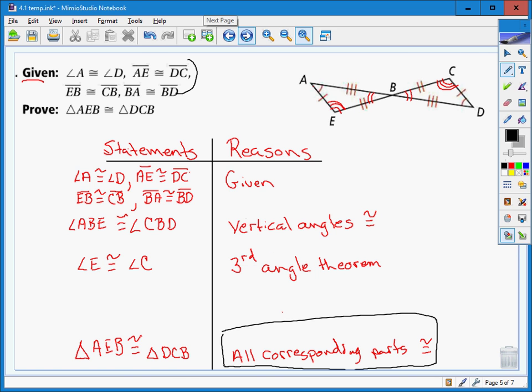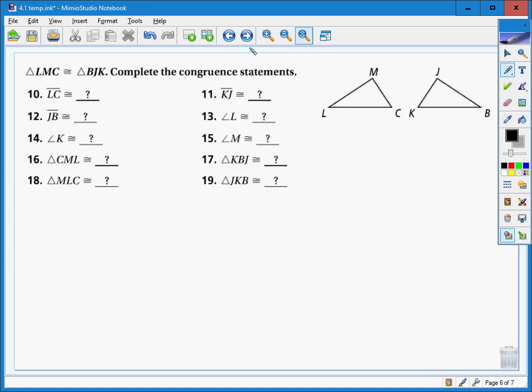Okay. You don't need to write this down. We're just going to step through it. Okay? Don't need to write it down. A lot of your problems are like this tonight. They give you a congruent statement, and they ask me to complete the other congruent statements. What is segment LC congruent to? I could say KB or I could say BK. Either would be okay.